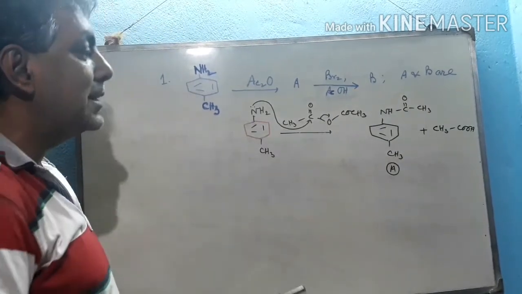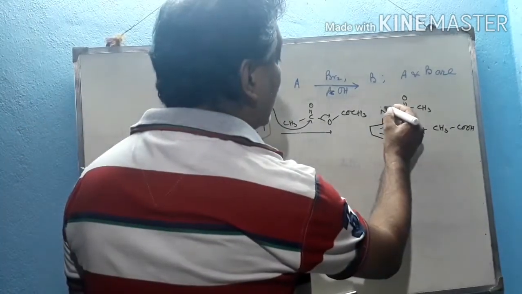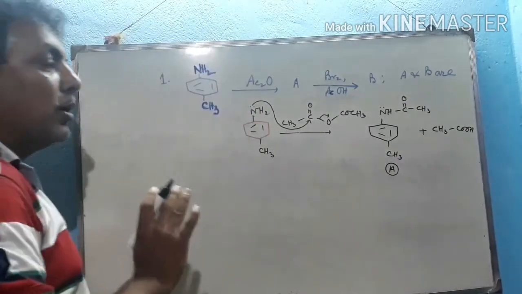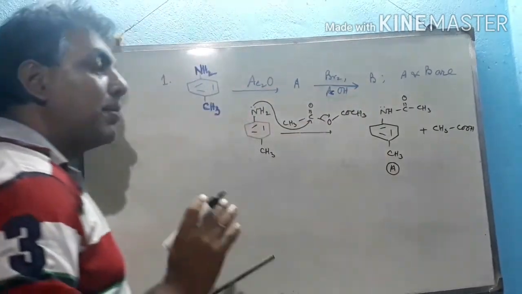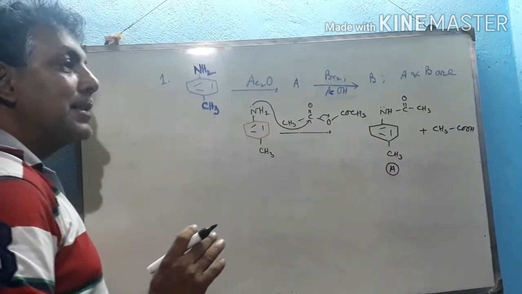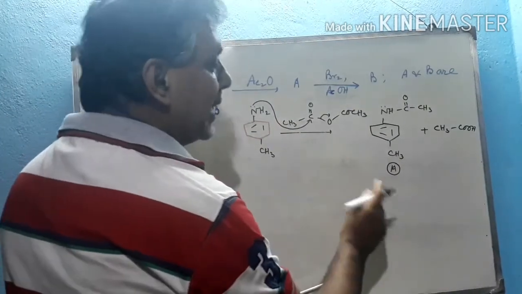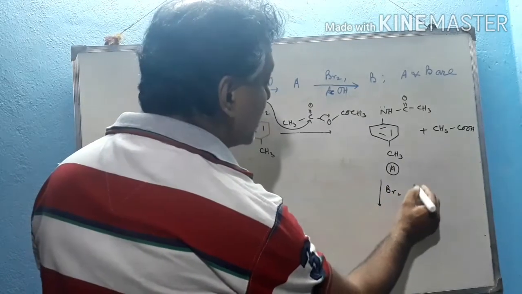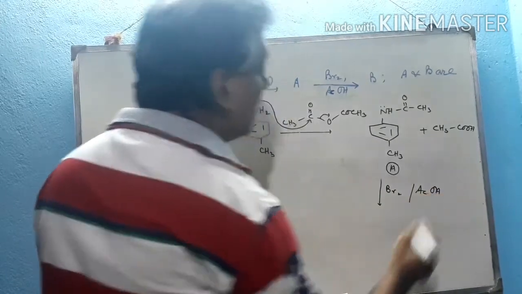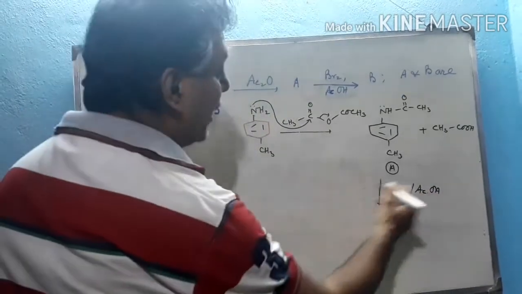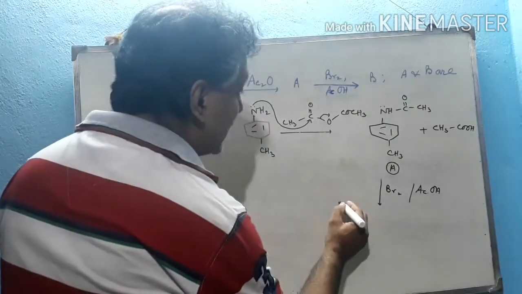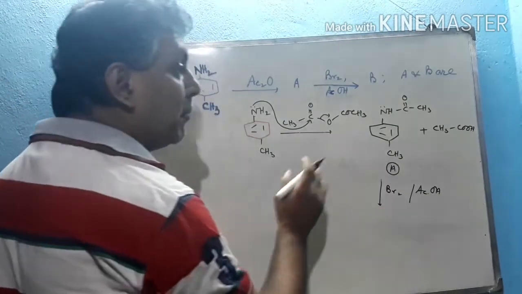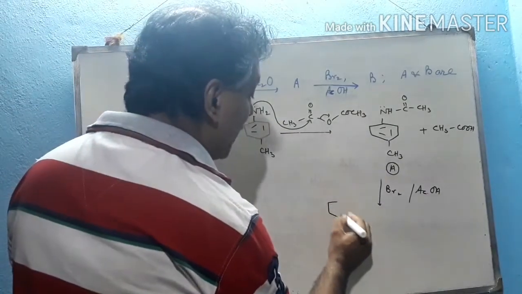Now NHCOCH3, due to the presence of a lone pair over it, is more ring activating as compared to CH3. Though both NHCOCH3 and CH3 activate the benzene ring, NHCOCH3 has greater activating power than CH3. So when this compound is treated with Br2 in presence of acetic acid, because NHCOCH3 is the governing group, it controls the orientation of the incoming electrophile into the benzene ring.